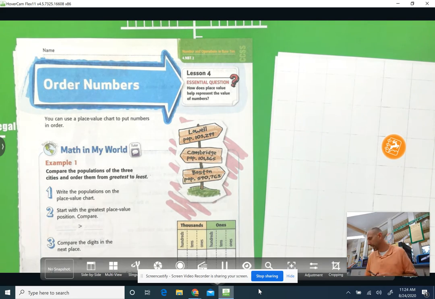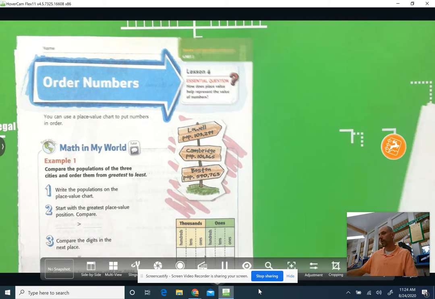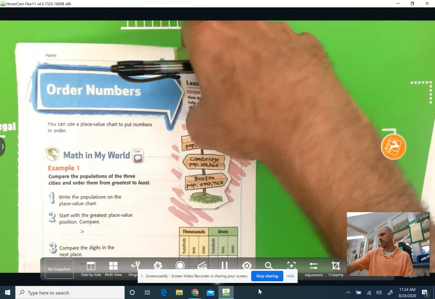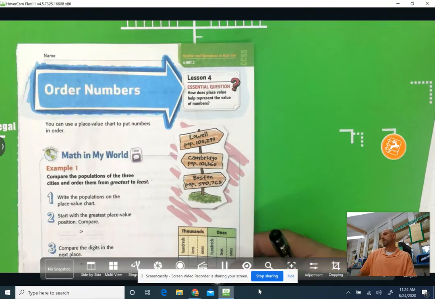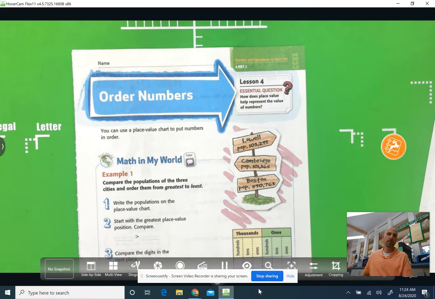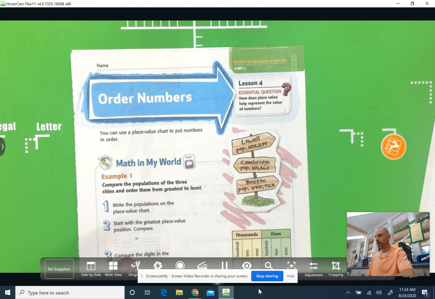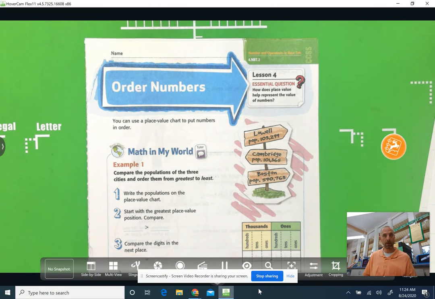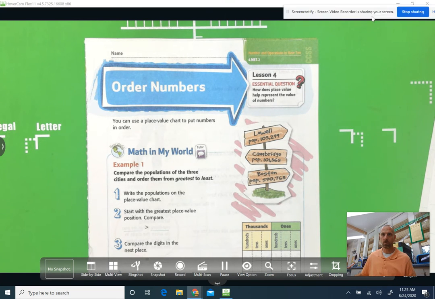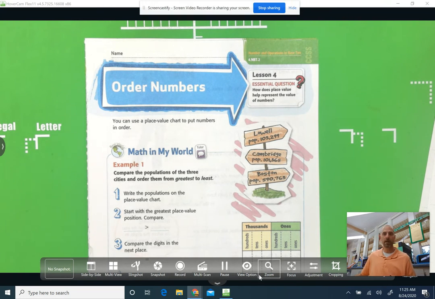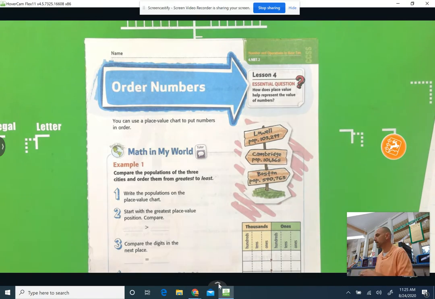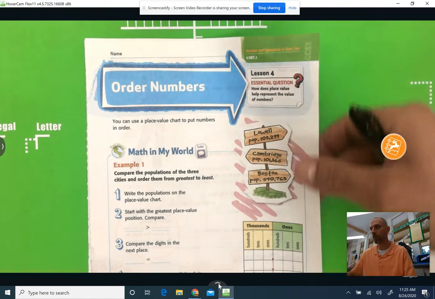All right, kids, chapter 1, lesson 4. We are ordering numbers. I said this in a previous lesson. The hardest part about ordering numbers is following directions, because you are asked to order them from least to greatest and greatest to least. And being able to remember which one is which, or did you even read the directions, can cause some issues when we are ordering numbers.